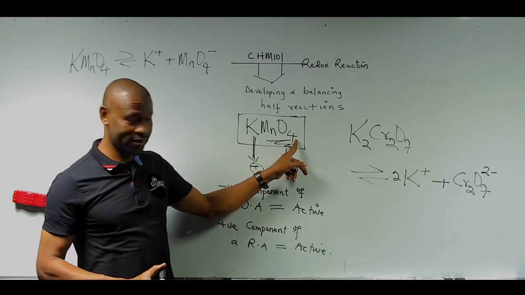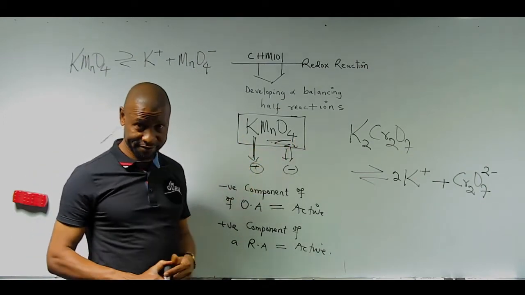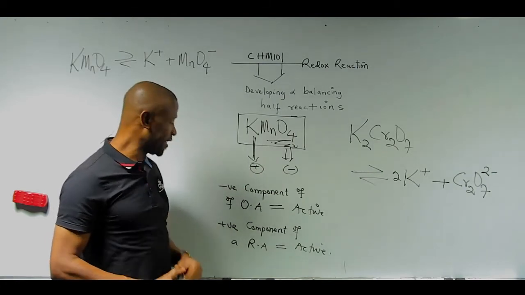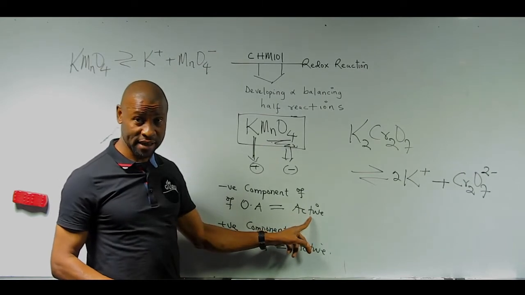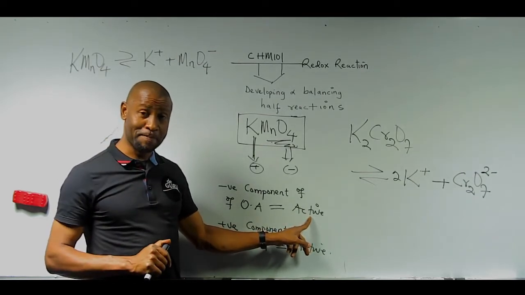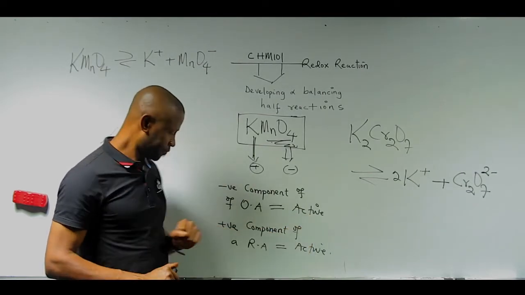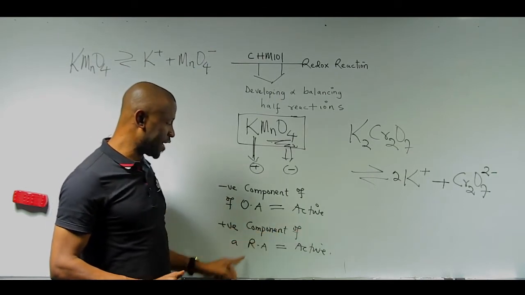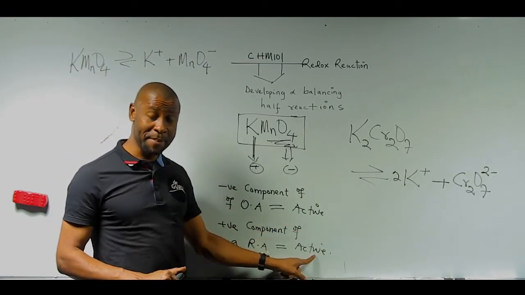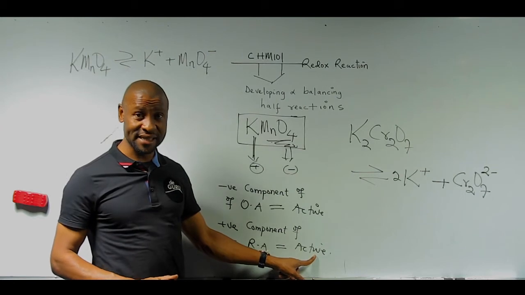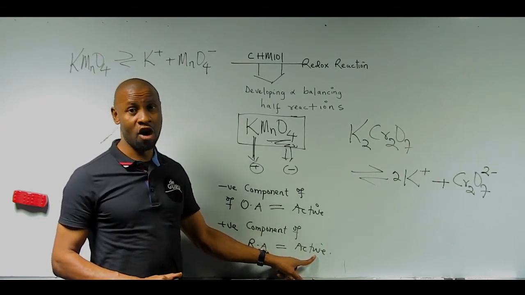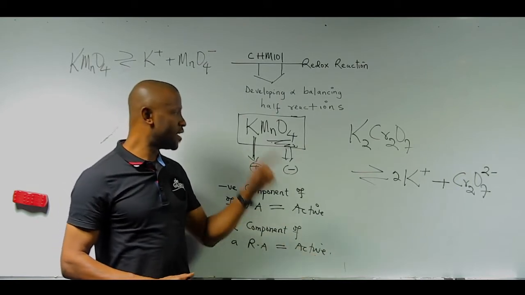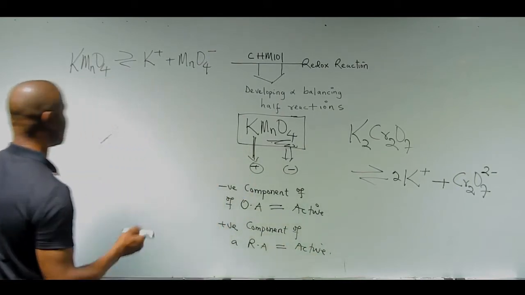KMnO4 has 2 parts, the positive and the negative. I have said the negative component of an oxidizing agent is the active component. That means that the positive part is the spectator. Positive component of a reducing agent is active. That means that if the agent is a reducing agent, the negative part has nothing to do with the oxidation or reducing process. So, bring it down.